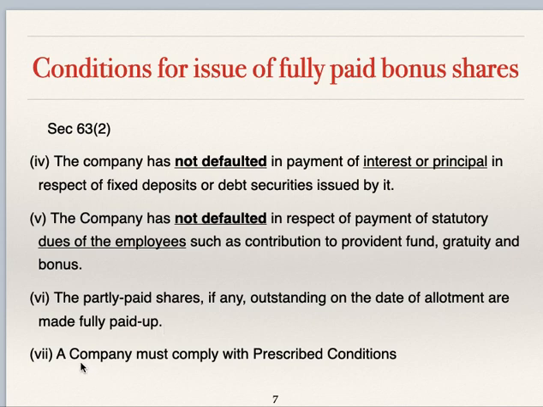Next condition, condition number 7, company must comply with prescribed conditions. So company should follow the conditions prescribed for issue of fully paid bonus shares. Now bonus shares shall not be issued in lieu of dividend. So that means, if company has given extra shares free of cost to shareholders, so company is not entitled to give dividend. If it is considered like that by company, then it is wrong. Bonus shares shall not be issued in lieu of dividend. Even if bonus shares are issued, shareholders are entitled to get dividend.